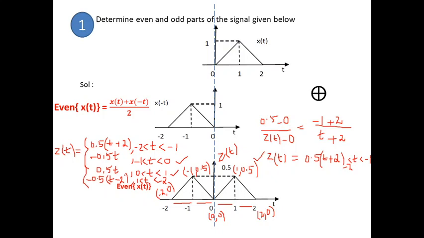You will be getting 0.5 t. Then the last one, from 1 to 2: 1 comma 0.5 is x1 comma y1 and 2 comma 0 is x2 comma y2. So if you apply the 2-point formula, you'll be getting minus 0.5 into (t minus 2), and this will be the equation. So this is just to illustrate that the waveforms that you're drawing can also be represented in terms of equations, right? Now next we'll find the odd part of the signal.